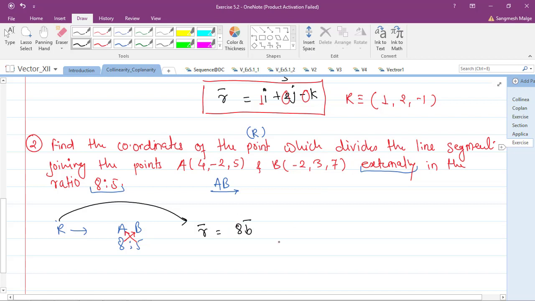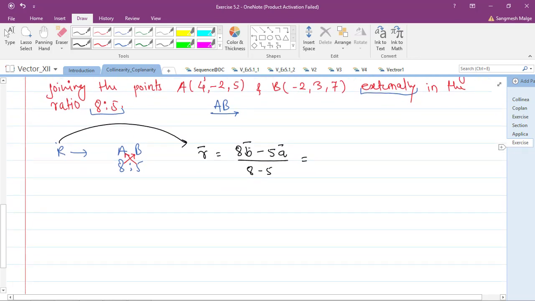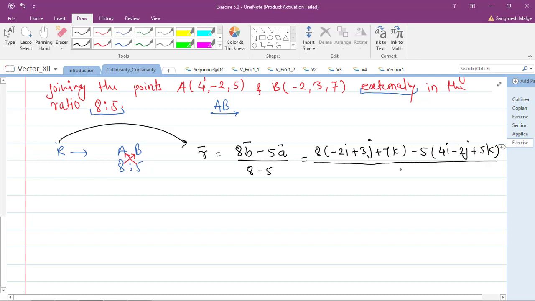As it is external, you will take a negative sign. Then we have 5 A bar upon 8 minus 5. Let's substitute the values of A and B vectors, which is nothing but 8 B bar. B bar is minus 2i plus 3j plus 7k, minus 5 into A bar, which is 4i minus 2j plus 5k, whole divided by 8 minus 5, which is 3.